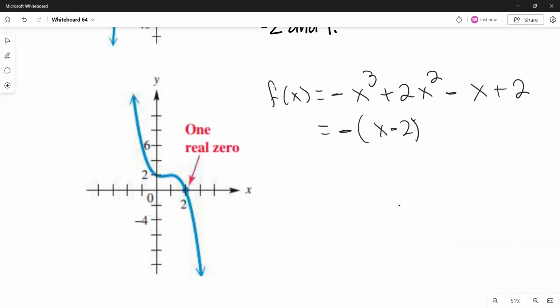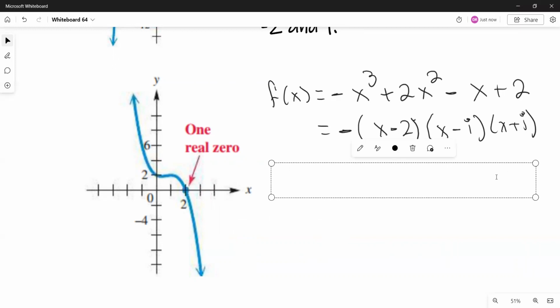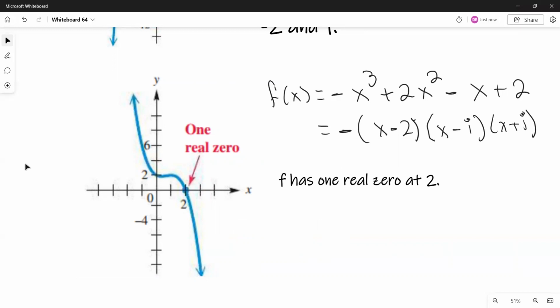The other zeros are going to be complex. And we saw in the last section that complex zeros come in conjugate pairs. So they are going to be the opposite of i and i. So we can see that it crosses straight at (2, 0). And this graph has 1 real zero at 2. If the zero has multiplicity 1, we don't write that.